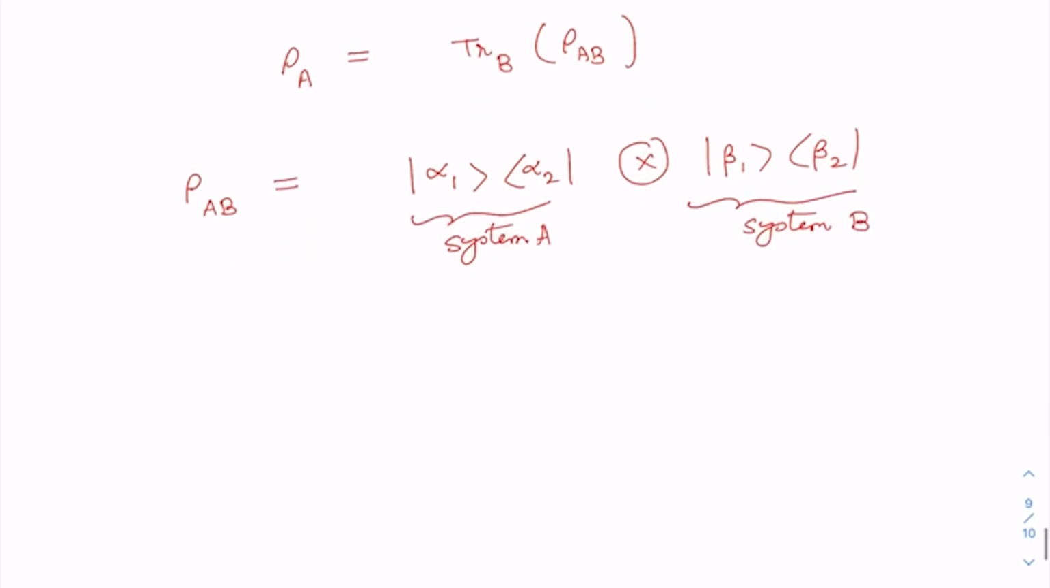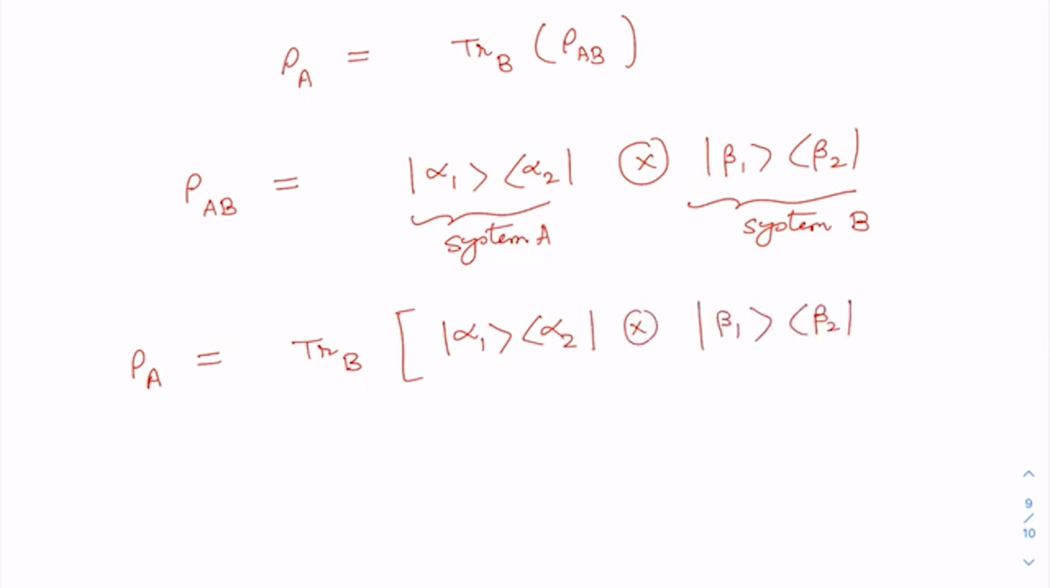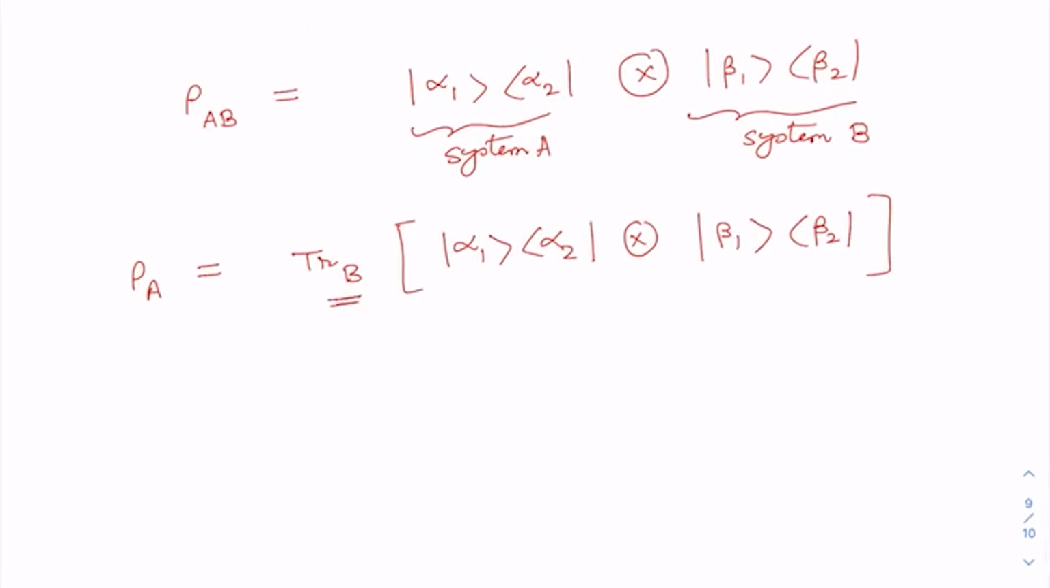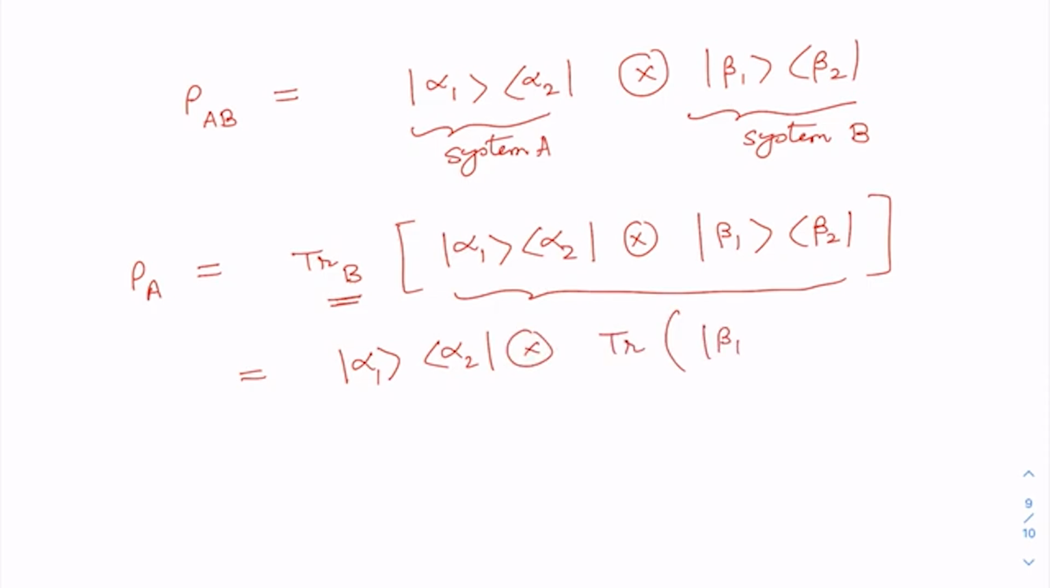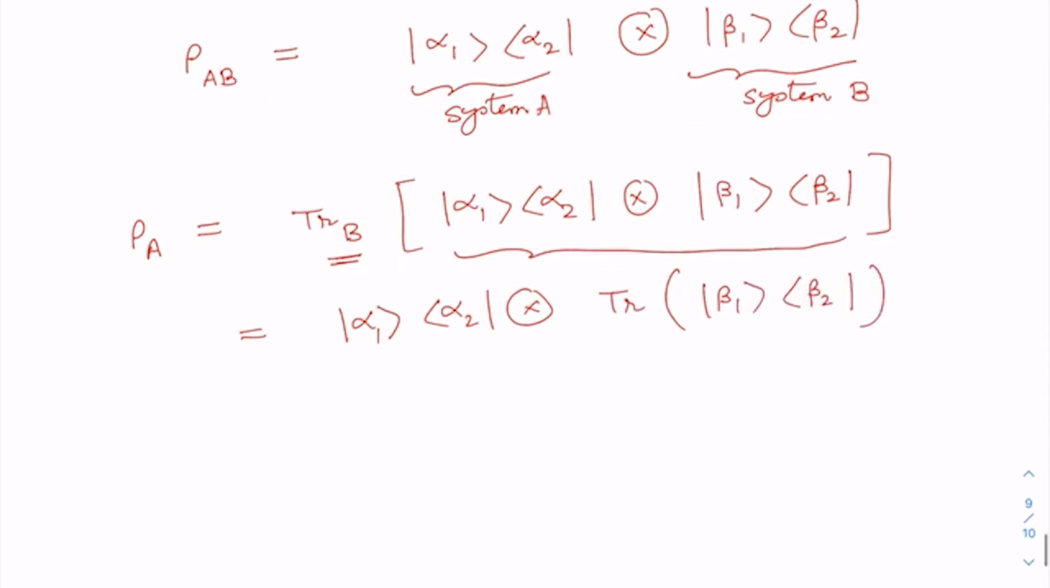Now if I want to know about system A, then I will take the trace over B, trace out B from rho AB. So I will take the trace of ket alpha 1 bra alpha 2 cross ket beta 1 bra beta 2. Taking the trace over B means that I will take the basis sets in the Hilbert space of system B, and then take the trace. Because I am taking the trace over B only in this composite system A plus B, the part belonging to system A would remain unaffected, and I just have to take the trace on ket beta 1 bra beta 2. I hope this is clear now. When I say taking the trace over B, I just have to deal with this part here.